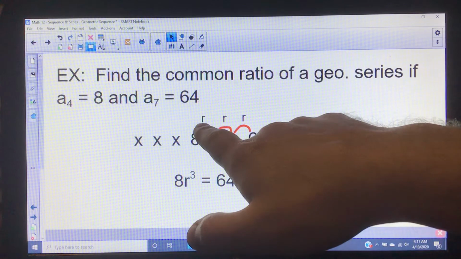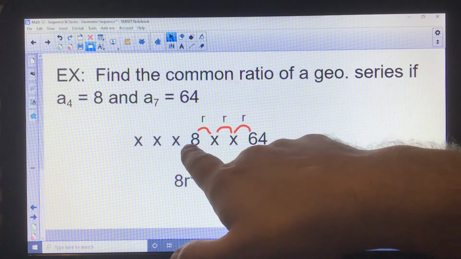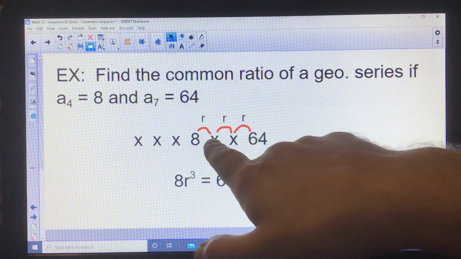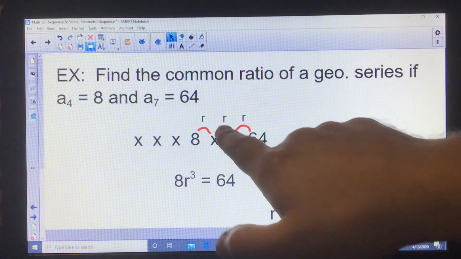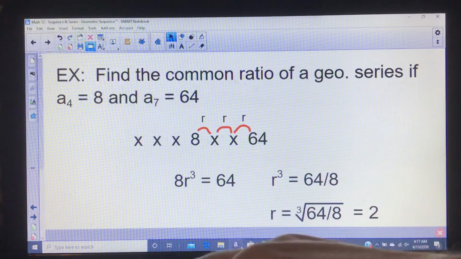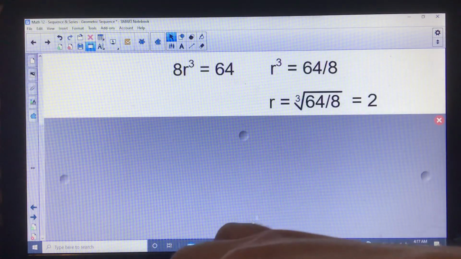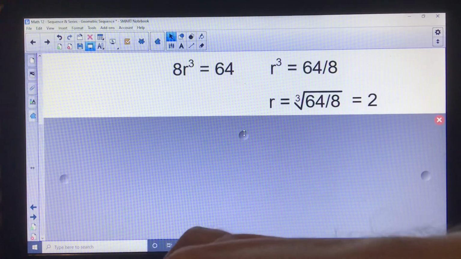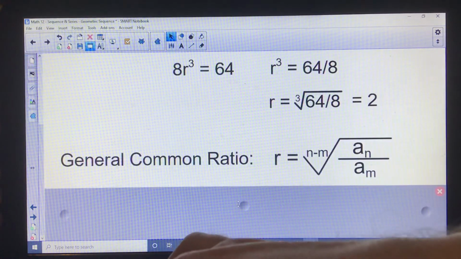This value is 2, and I can prove it by checking whether it works. 8 times 2 is 16. 16 times 2 is 32, and 32 times 2 is 64. So that's the number I was looking for. So what's a formula so I don't have to do this every time? The formula looks weird, but hopefully now it'll at least make a little bit of sense.